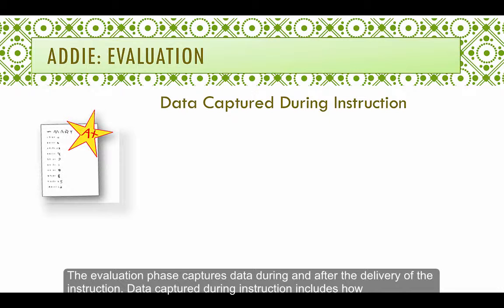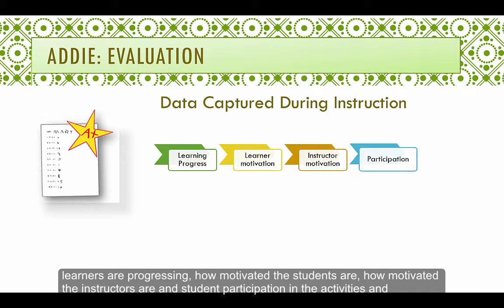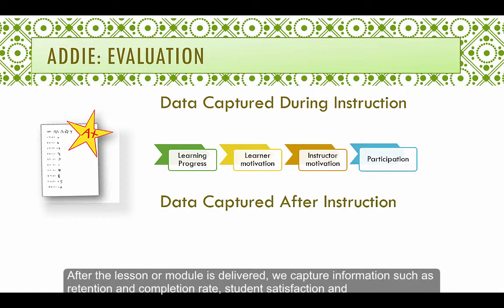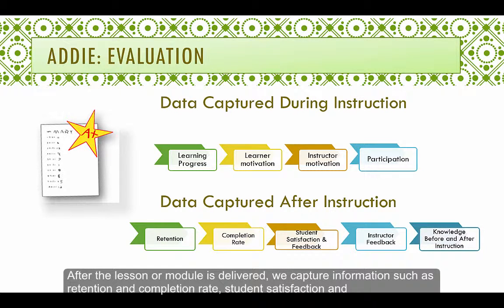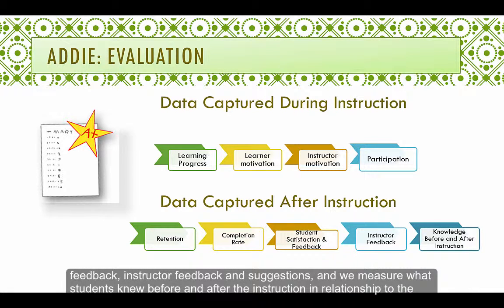Data captured during instruction includes how learners are progressing, how motivated the learners are, how motivated the instructors are, and student participation in activities and assignments. After the lesson or module is delivered, we capture information such as retention and completion rate, student satisfaction and feedback, instructor feedback and suggestions, and we measure what students knew before and after instruction in relationship to the performance objectives.